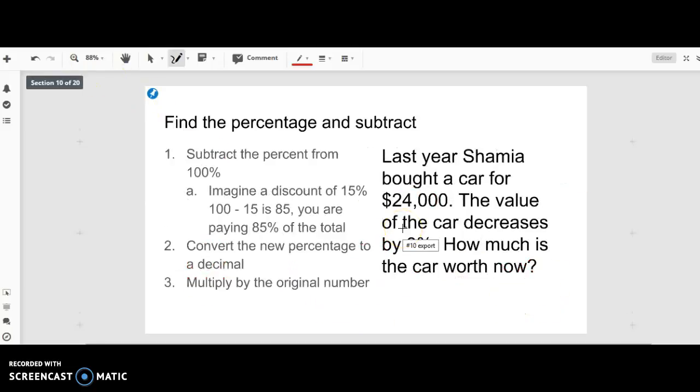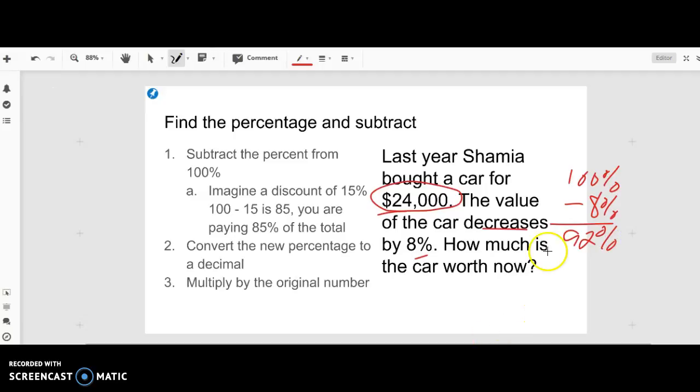So we're going to do the same problem again, only this time we're going to subtract 8% from 100% first. Now this is slightly different than the first one where we added 100% because we were adding the percentage to it. Now we're taking a percentage away. This is still $24,000. That's still the 100%. I want to decrease by 8%, so I'm going to subtract 8%. So basically, I want to know the value of 92% of the car.